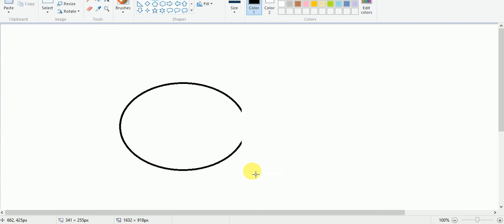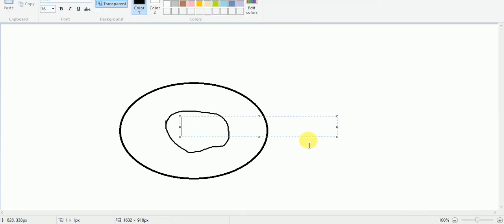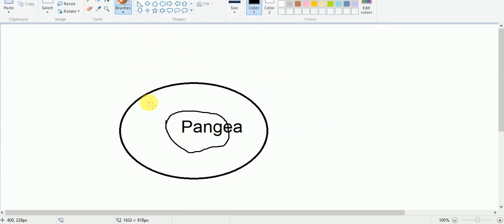Let us say this is the earth, and according to Wegener, there was only one continent, a big continent known as Pangaea, and it was surrounded by a big ocean known as Panthalassa.